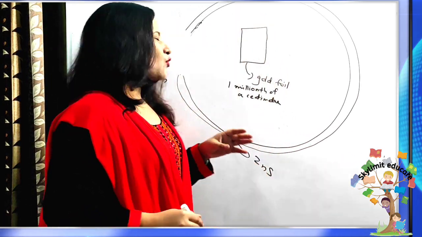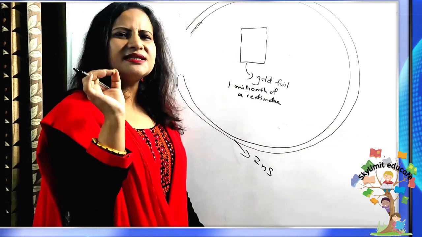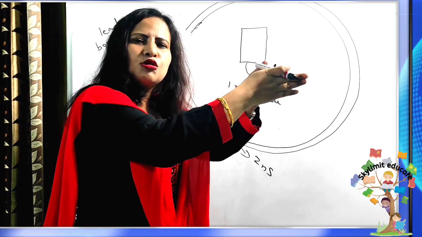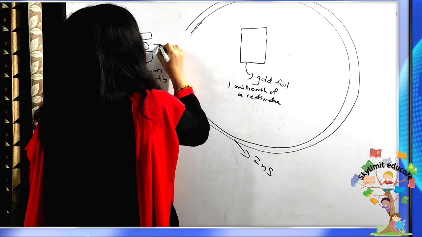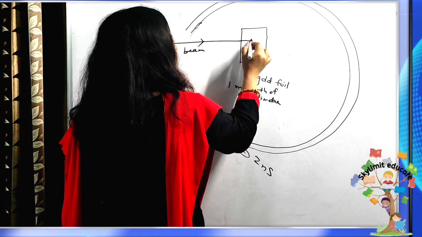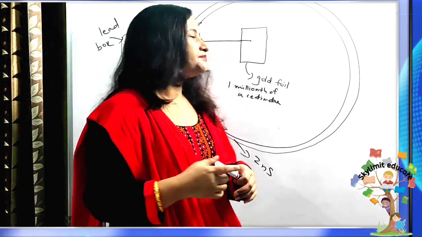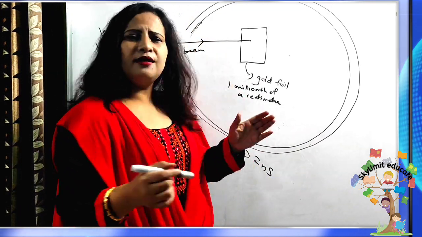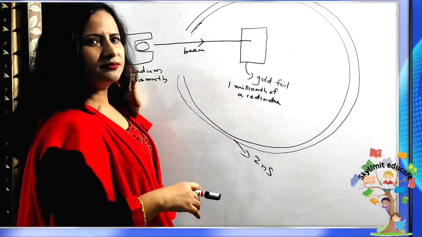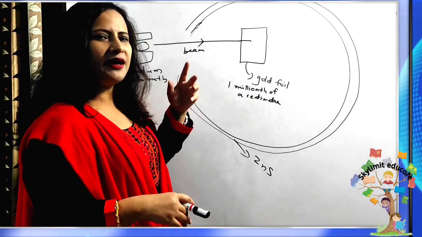So then what happened now? There was a small slit on this lead box, just for the alpha particles to go out. So a beam of alpha particles was bombarded on this gold foil, and the observations were noted. So first, there was a source of alpha particles kept inside a lead box, and there was a gold foil used here. That's why it is also called the gold foil experiment.